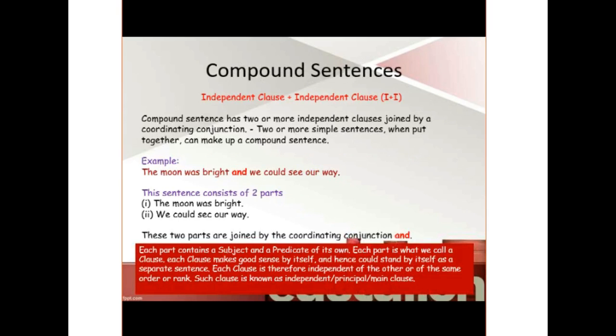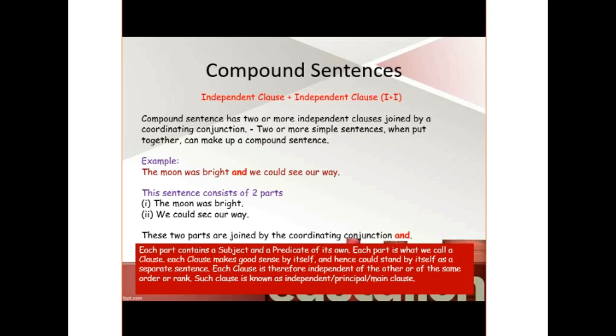Compound sentences: independent clause plus independent clause pattern. A compound sentence has 2 or more independent clauses joined by a coordinating conjunction. 2 or more simple sentences, when put together, can make up a compound sentence. Example: The moon was bright, and we could see our way.